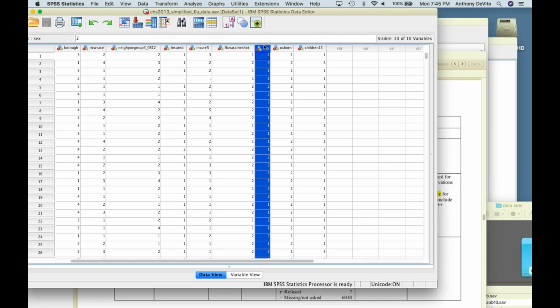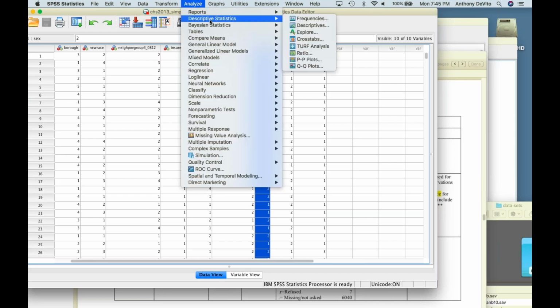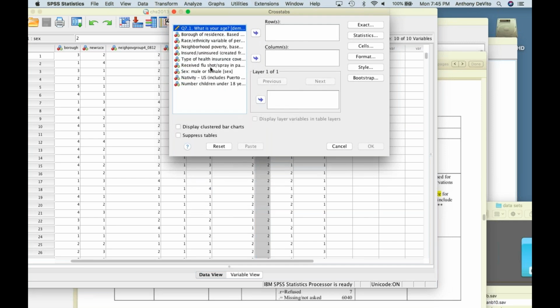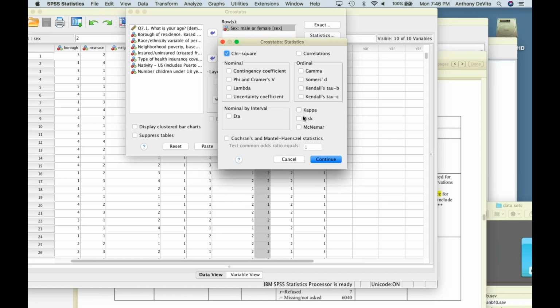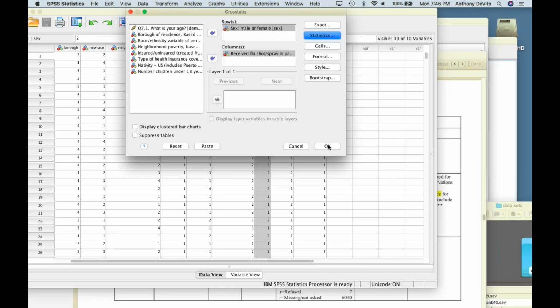Since it's a 2 by 2 table, what other statistics can I use? I can use odds ratio, and I can use relative risk. Okay, don't look at me like this doesn't mean anything to you, please. So for instance, I could literally go in here right now, analyze descriptive statistics, crosstabs, and I could organize those values. Gender, I'll put gender into the rows. I'll put received a flu shot into here, and say, give me some statistics. Give me a chi-square. Give me risk, and say, okay.